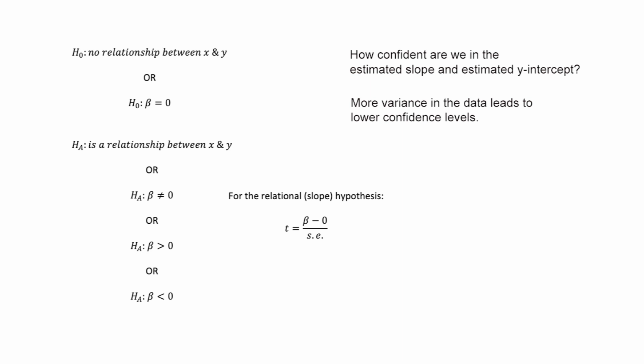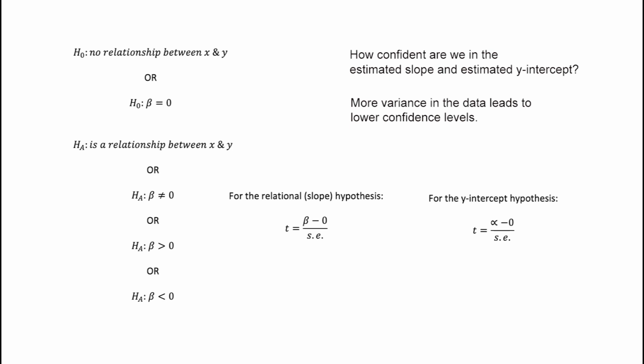So we're going to say beta minus 0 in the numerator divided by the standard error of beta in the denominator. For the y-intercept, it's the same thing. T is going to be equal to our estimate or observed value of alpha minus 0 divided by its standard error. Now, unlike when we looked at t-scores and chi-squared, we're not going to spend a lot of time talking about how to calculate these values. So for our purposes, we're going to really just rely on the beta estimate, the alpha estimate, and the standard errors for both beta and alpha that come from our analyses in our statistical program, in our case SPSS.